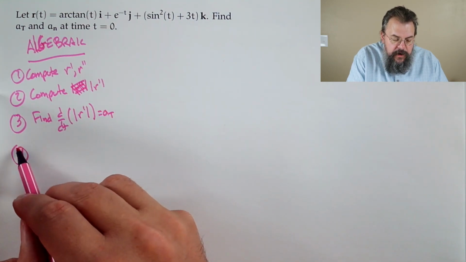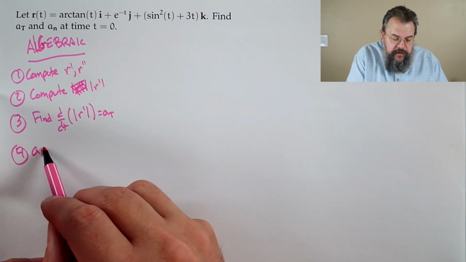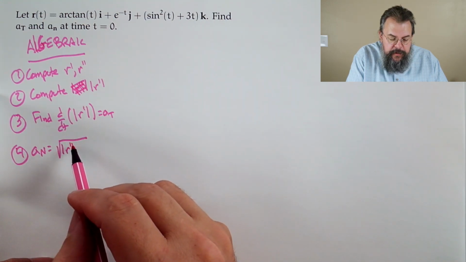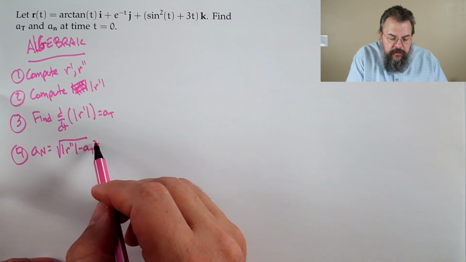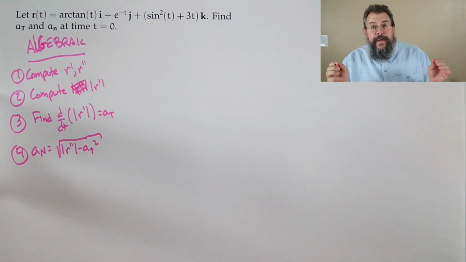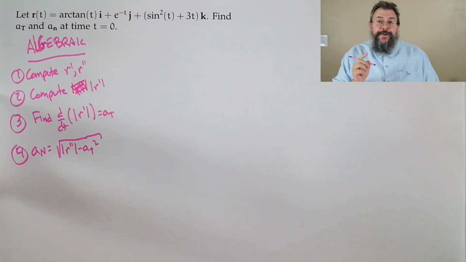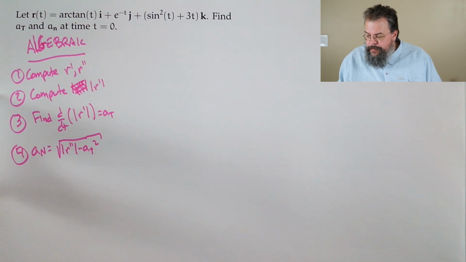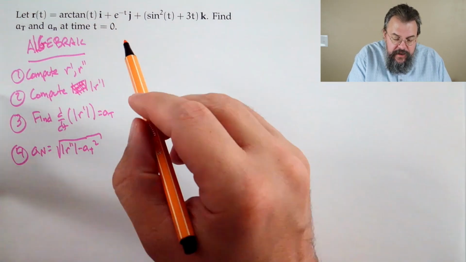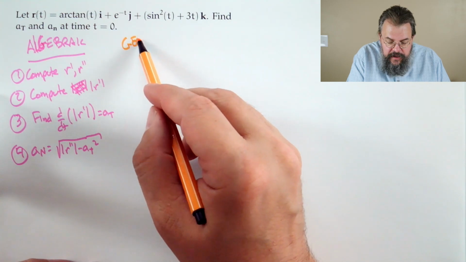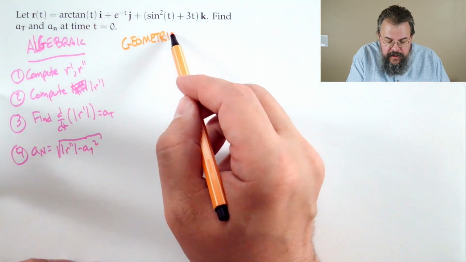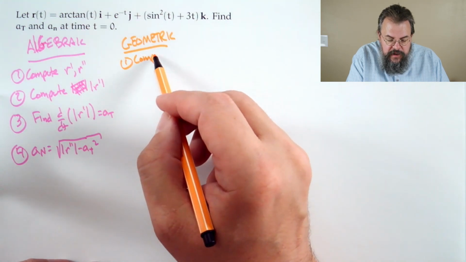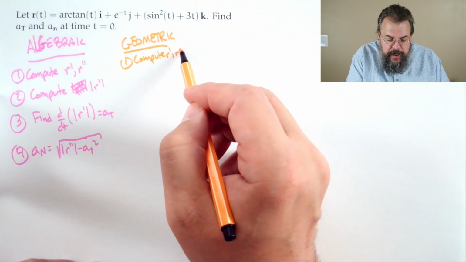And we could say step 4 is to find a sub n, which is the square root of the magnitude of r double prime minus a sub t squared. Okay, that's algebraic. Now, geometric. Let's compare. So what happens in geometric? In geometric, what do we have? Well, step 1, we need to compute r prime, r double prime.